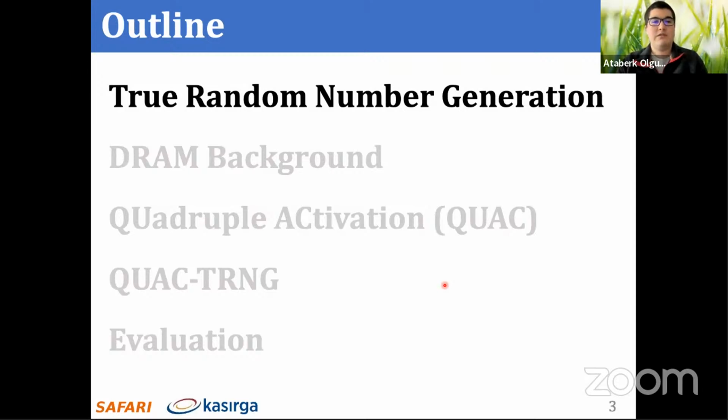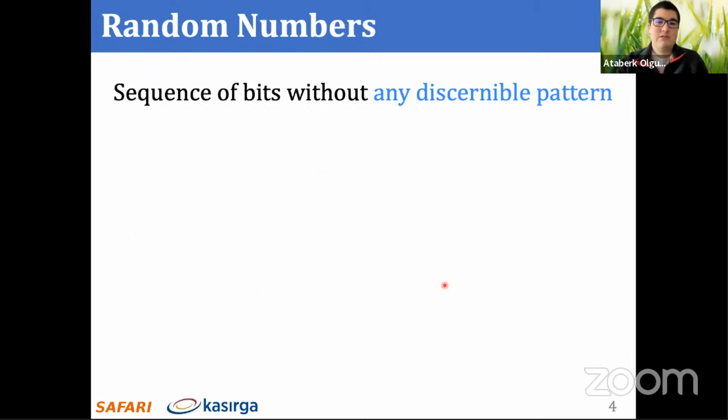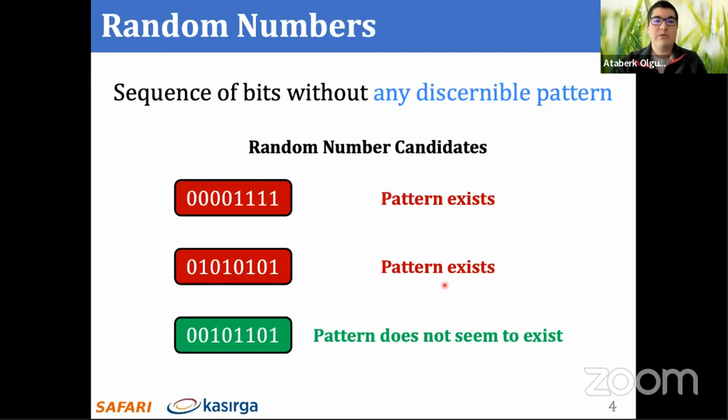Here's an outline of this talk. I'll briefly introduce true random number generation and then discuss why we need DRAM-based true random number generation in our current computing systems. There are many ways to define randomness and what makes a random number random. For simplicity, we will go with this definition: a sequence of bits without any discernible pattern. As an example, you can probably notice that the first 2 bit streams presented here in red look less random because the bits that make up the numbers follow a pattern that can be identified. However, the 3rd bit stream does not seem to follow a pattern, and therefore we could say that it's random.